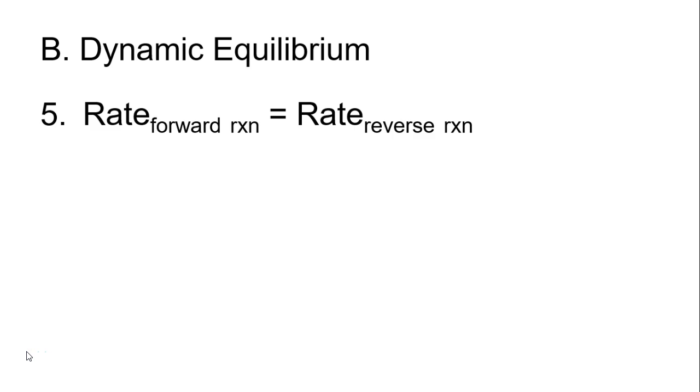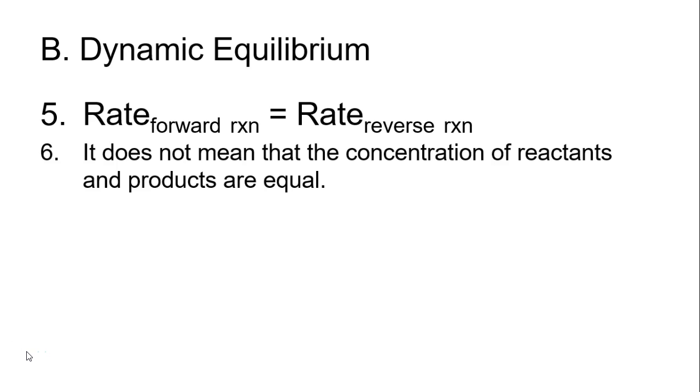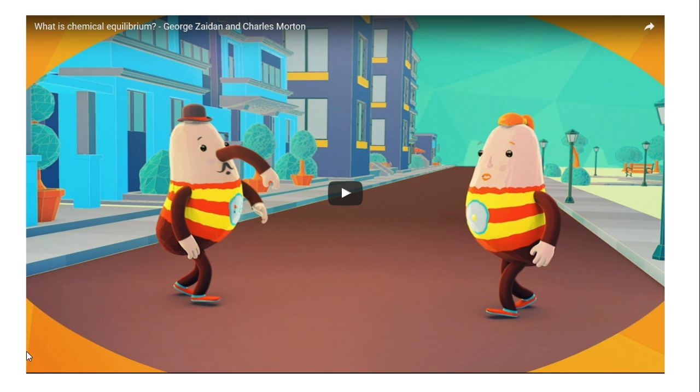Okay, so number 5 here, when we reach dynamic equilibrium, the rate of the forward reaction equals the rate of the reverse reaction. This does not mean that the concentration of the reactants and products are equal, just that they have stabilized and they are the same constantly. Not the same with each other, but the same on their own.